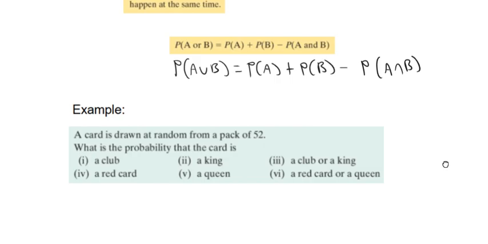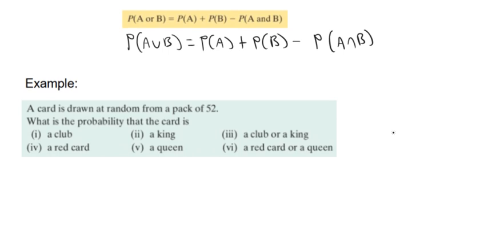Here's an example. Probability from a pack of cards that you draw a club is 13 out of 52, or 1/4. Probability that you draw a king, there's 4 kings in a pack, that's 4 out of 52, or 1/13.